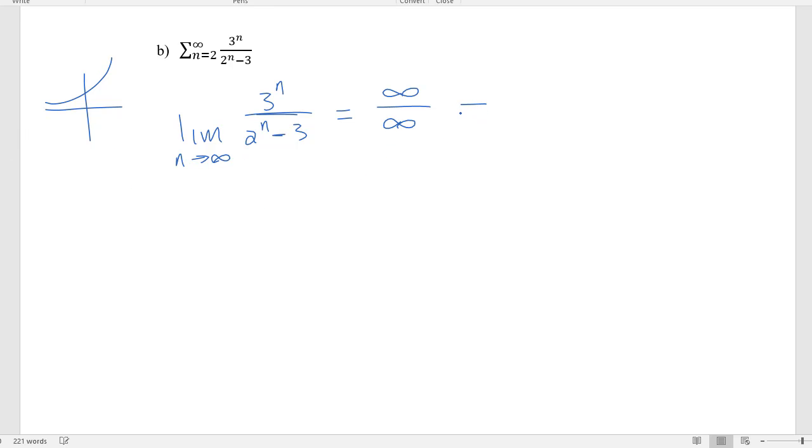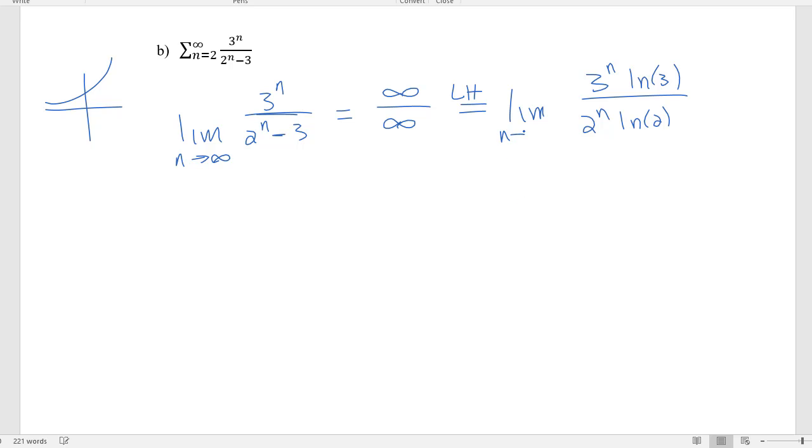So we can use L'Hopital's rule if we desire. That's what I prefer to do. So I'm going to take the derivative of the numerator. The derivative of 3 to the x is 3 to the x ln of 3. So the derivative of 3 to the n is going to be 3 to the n ln of 3. And then when I differentiate 2 to the x, same thing. Derivative of 2 to the n is going to be 2 to the n, and then it's ln of the base. Then the derivative of the minus 3 is 0.